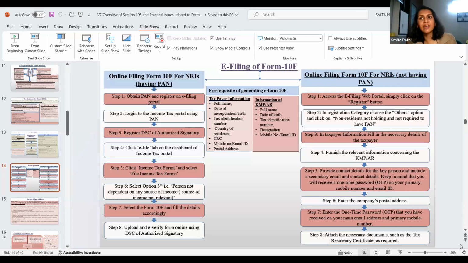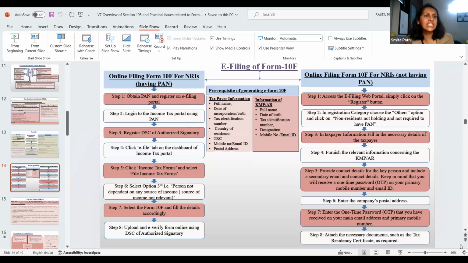Those who are not having PAN can also go through the income tax department web portal and go to the register button. In the register category, there is an option of others. In that others, there is a category: non-resident, not holding, and not required to have PAN. You click on this category, and then you fill the relevant details. Relevant details are referred to here, the prerequisites of generating 10F. So you fill all those details, and then you can file 10F digitally, obtain an OTP.